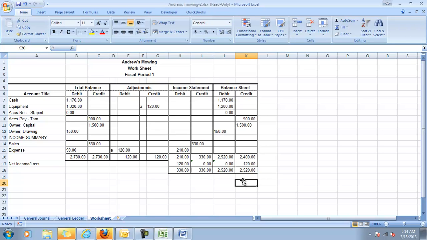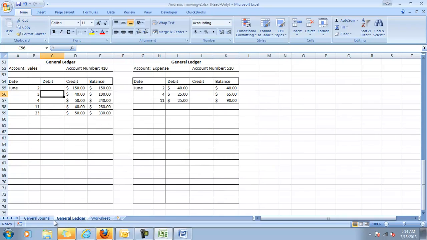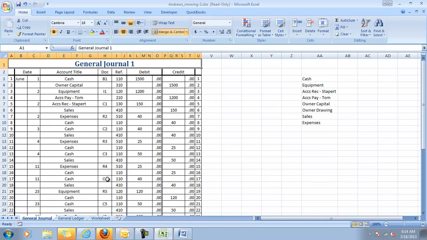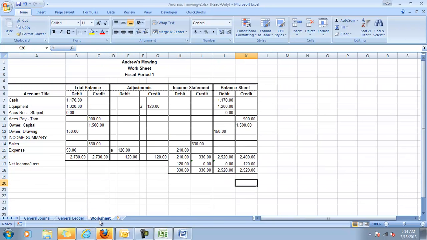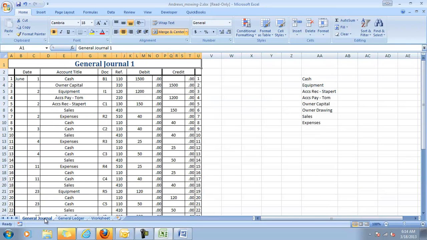Hopefully this helps you for that test. Again, it's great if you can do the worksheet, it's great if you can do the general ledger, but if you can't put stuff into the general journal properly in the first place, it's going to be messed up in your general ledger, which is going to mess up your worksheet. So if you have any questions about any of the general journaling stuff, I would highly recommend going back and looking through some of your notes, or looking through your textbook, or looking at any of the other old videos.